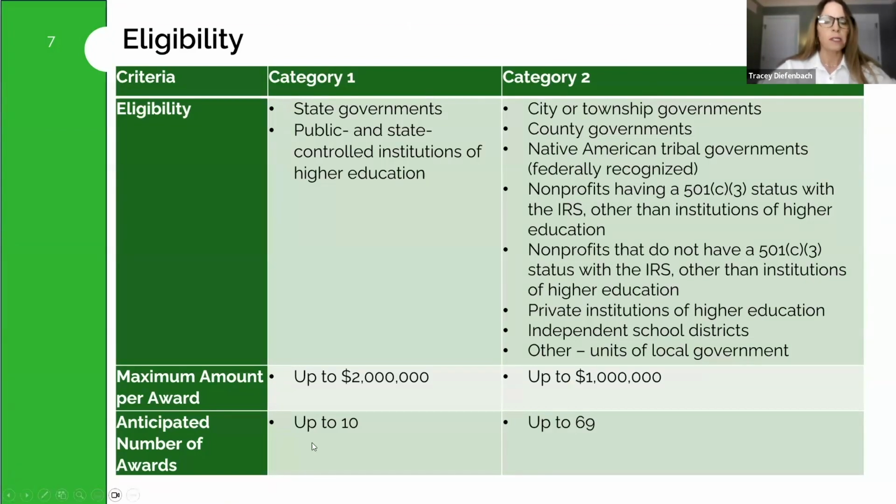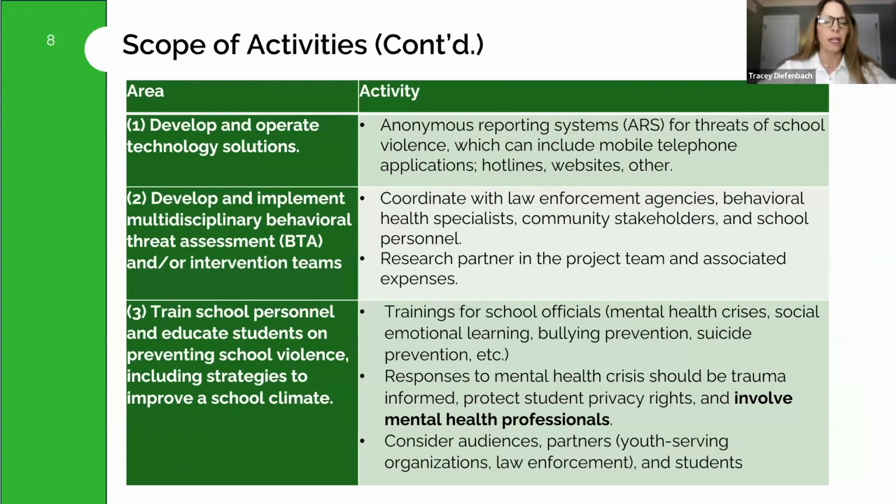Now, we've talked about the purpose of the STOP grants. Let's take a look at the areas and activities BJA is looking to fund. The first area is to develop and operate technology solutions. Activities include anonymous reporting systems for threats of school violence, such as mobile telephone apps, hotlines, websites, or other school safety technology solutions for accurate identification of danger.